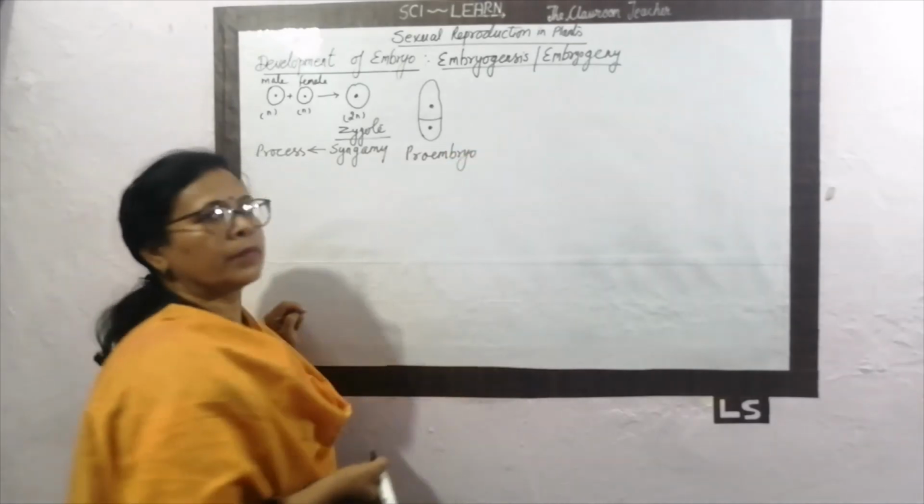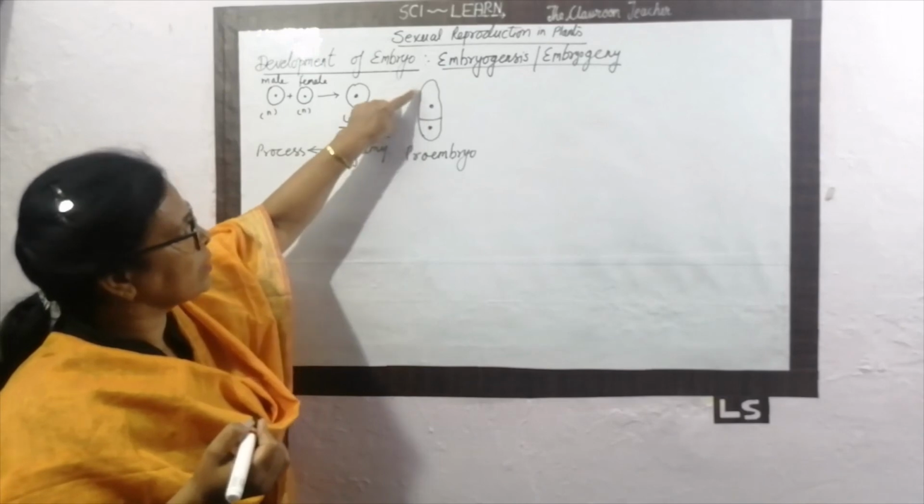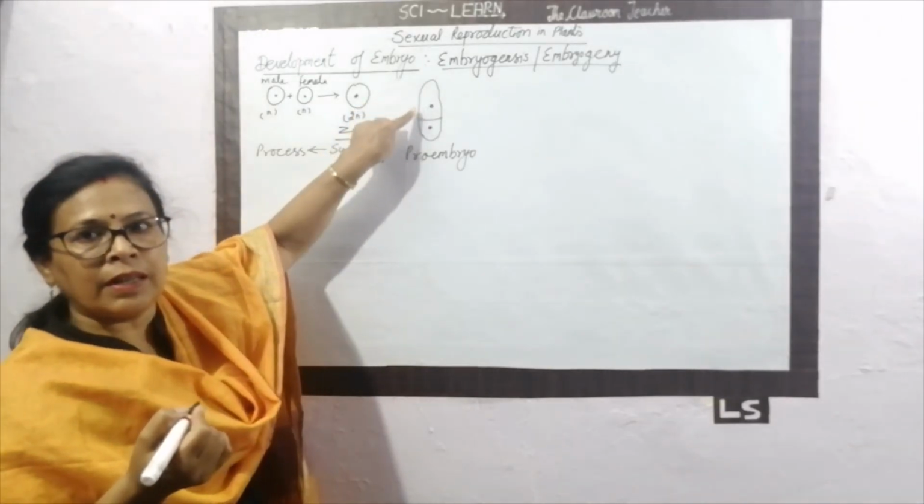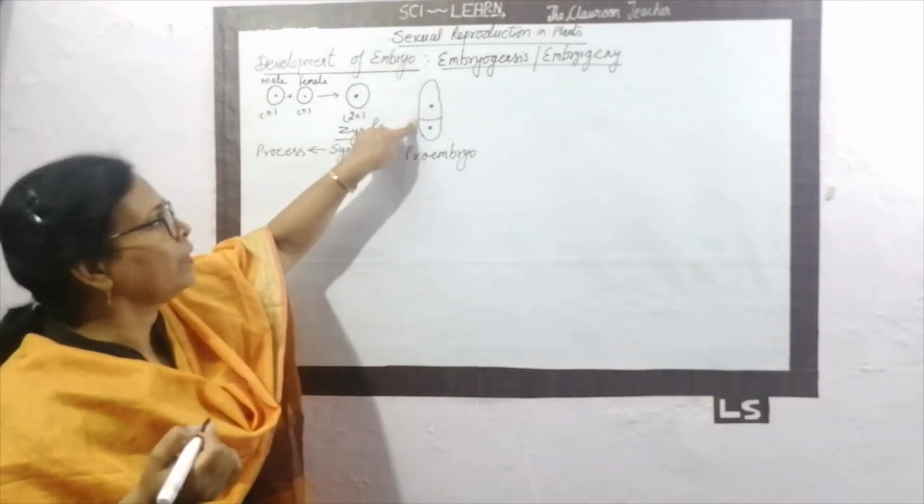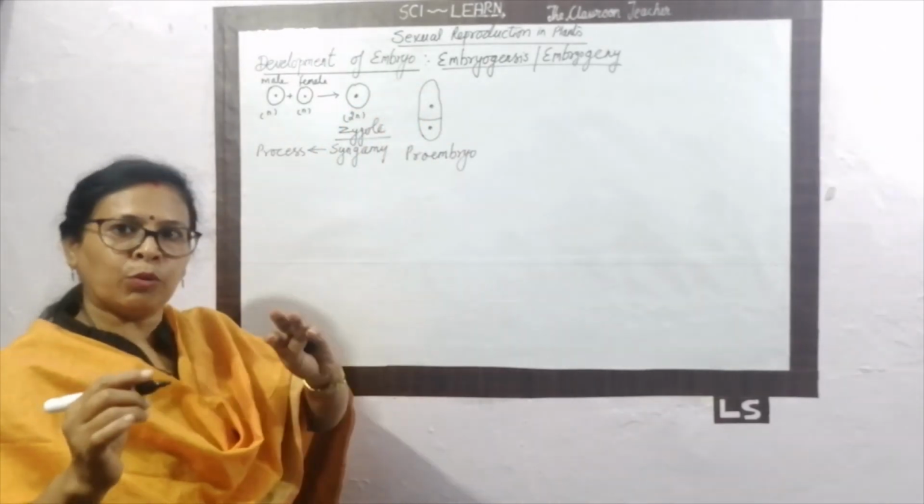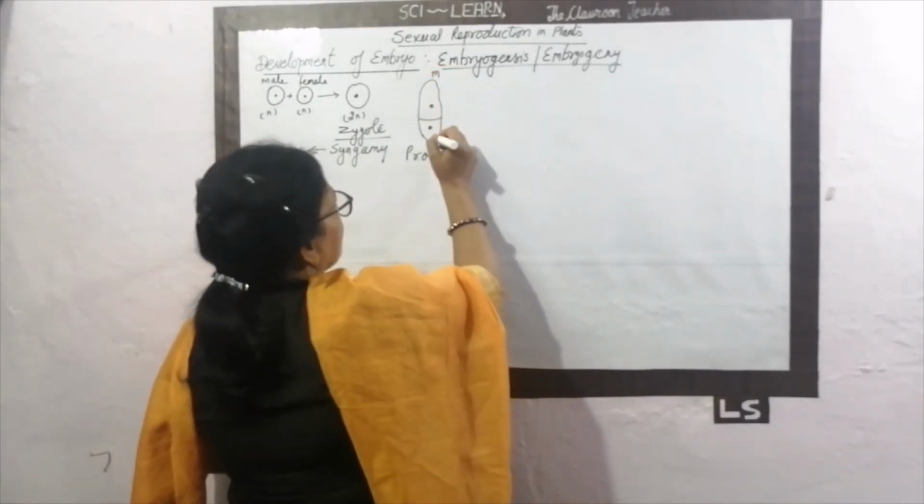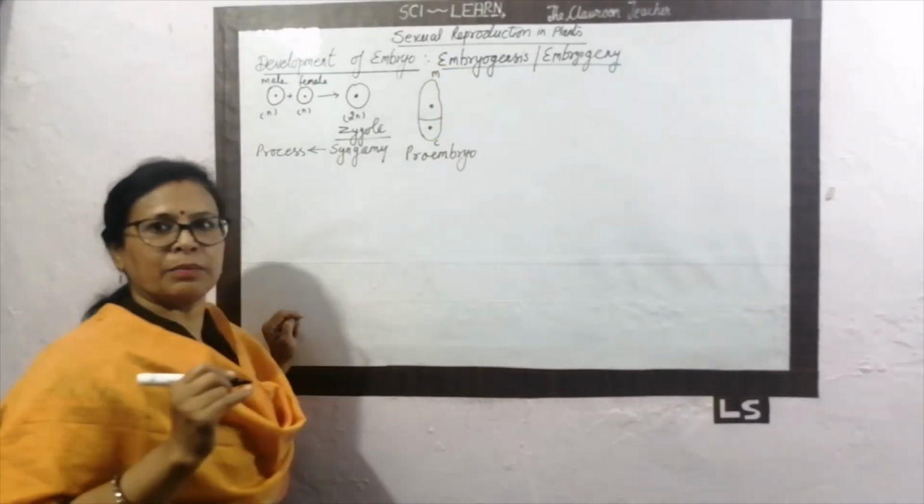Proembryo. Now two parts are there. This is the micropylar part. This is the chalazal part, or the terminal part. What happens in this part, we are studying separately. Anyhow, the processes are going on simultaneously.